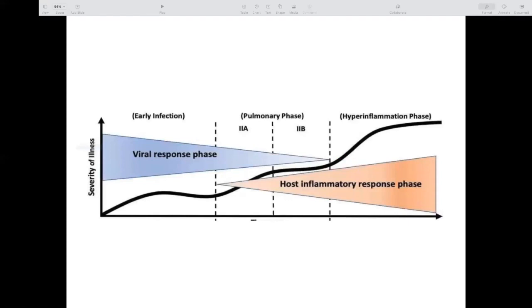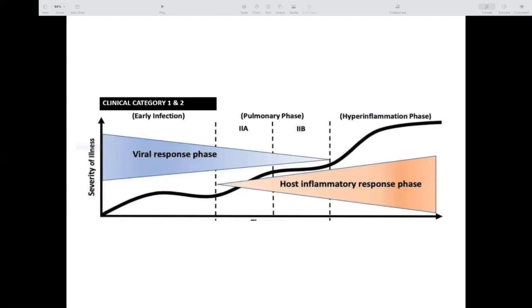As we can see from this graph, there are three phases that we must know: early infection phase, pulmonary phase, and hyperinflammatory phase. So there are two responses as well: the viral response phase, which begin from early infection, and the host inflammatory response phase begin in the pulmonary phase.